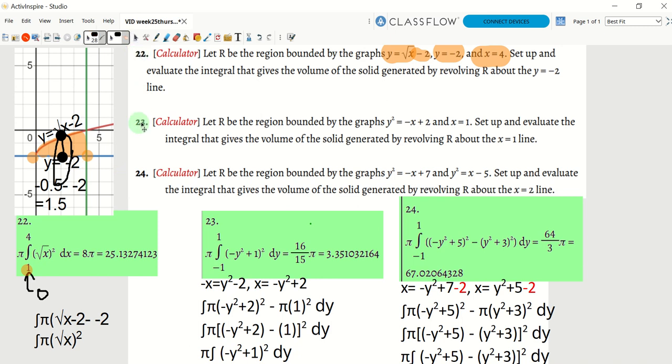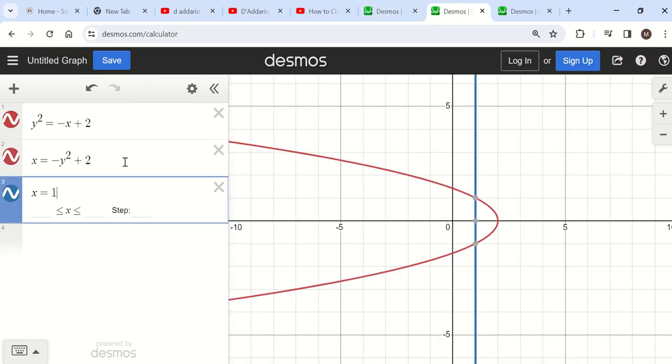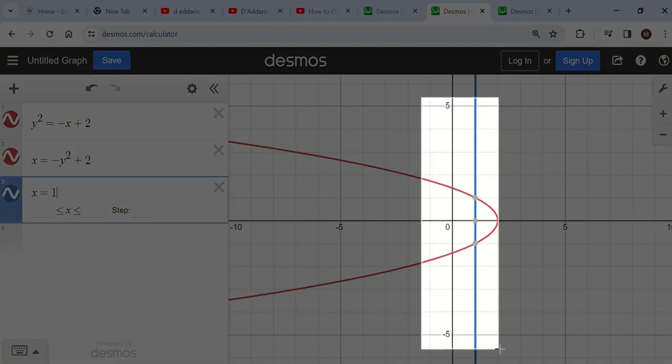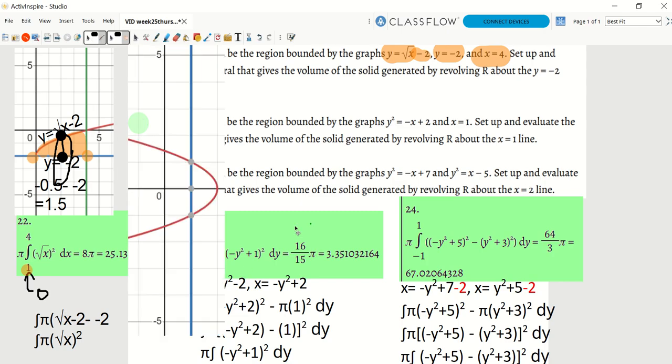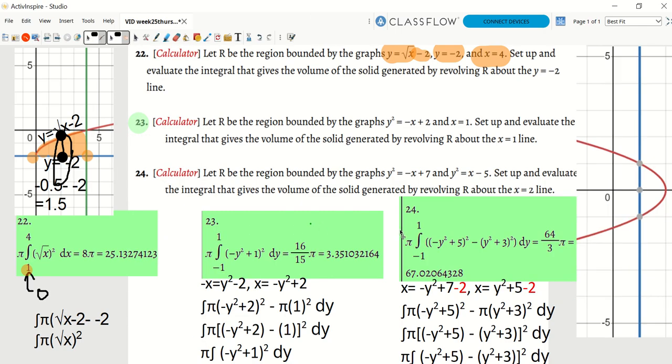Let's go on to number 23. Let me get the graph right over here. Let's grab that and paste it on the right hand side. So for 23, we got these two right here, and we're going to revolve this around the x equal to 1 line. What exactly are we revolving? We're revolving this orange highlight.